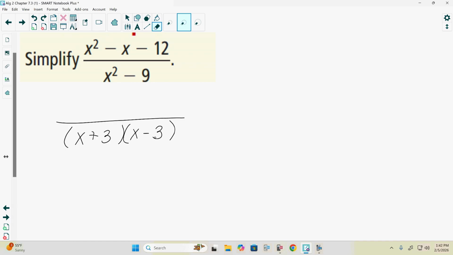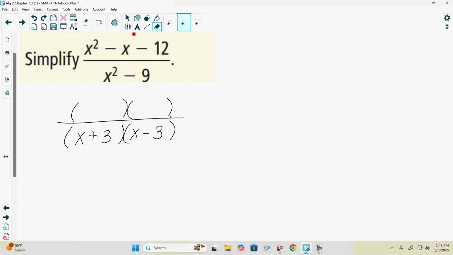So that's going to be part of our answer. Either one of these two. Now, we have to factor the top to see if there's something in common. If there is, it's going to simplify out. If there's not, we're just going to leave it as is.